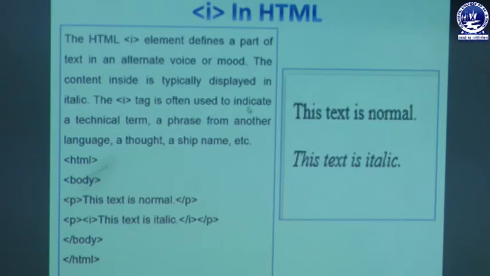The I tag is often used to indicate a technical term, a phrase from another language, a thought, a ship name, etc. That means whenever we need another language or another phrase, a technical term, a thought or any name, we can specify it in the I tag. Whenever we are writing normal text and we want to distinguish it from a technical term, a thought, a phrase or any other language, we can use the I tag so that it can be easily differentiated from the other text. So the I tag is actually used to change the voice or mood of the text wherever needed by the user.